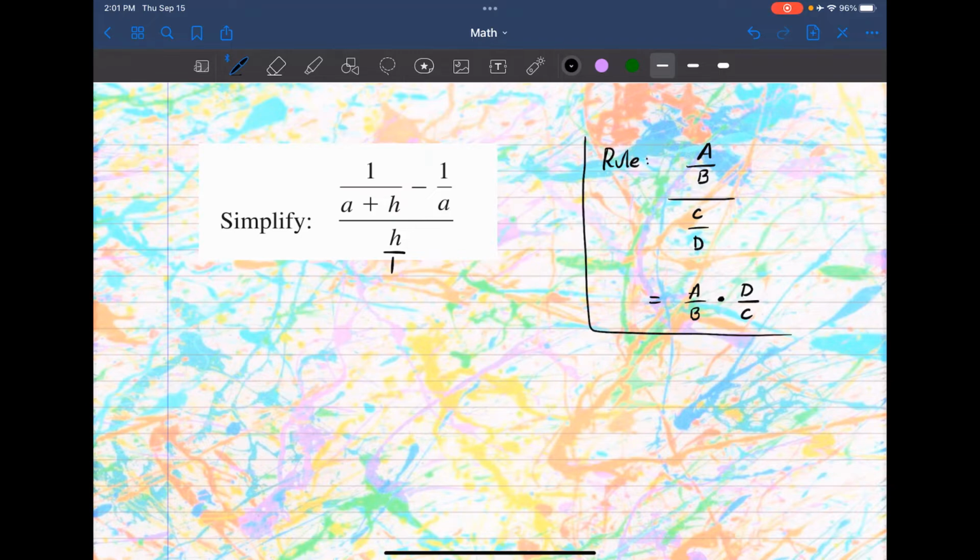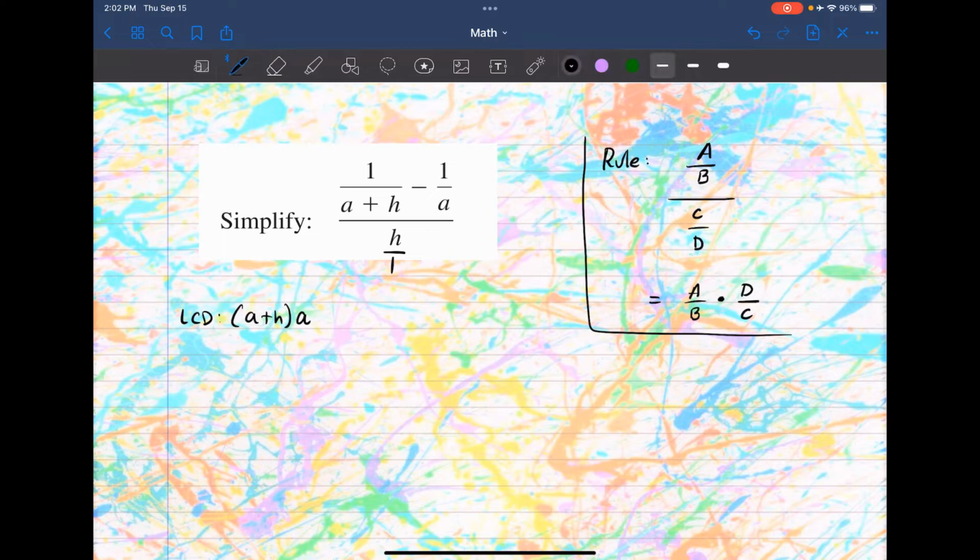But before we use this rule, we need to combine these into a single fraction. So let's figure out their LCD to combine them. So the LCD, I'm going to need this denominator, so I need a factor of a plus h. I also need this denominator, a. So that is our LCD to combine the top.